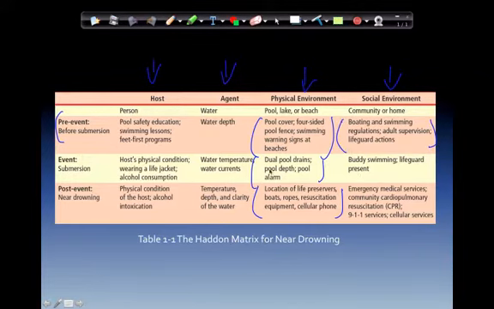Social environment: boating or swimming regulations, adult supervision, lifeguards. In the pre-event and during the event, buddy swimming, a lifeguard present, they can intervene. And then post-event, emergency medical services, community CPR, 911 services, cellular services. So all of these are like a threat assessment. Depending on how many of these you have would tell how the outcome would be.